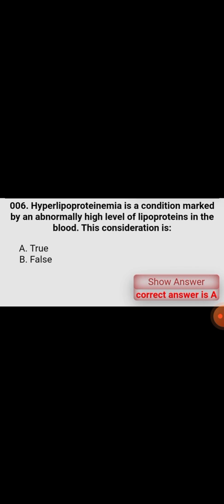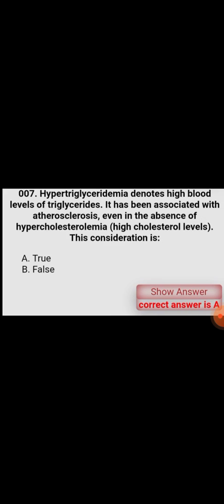Hyperlipoproteinemia is a condition marked by an abnormally high level of lipoproteins in the blood. This consideration is true.